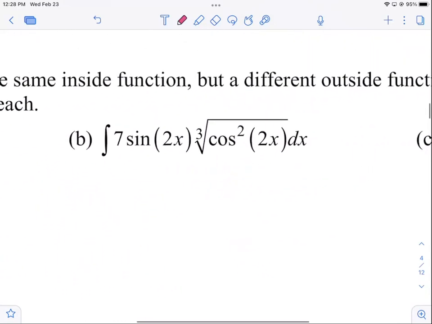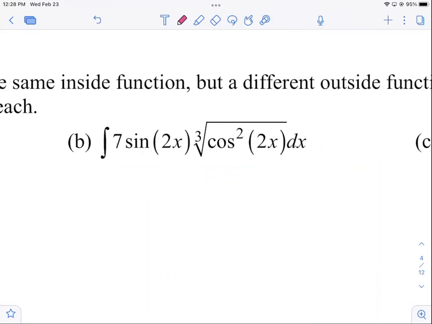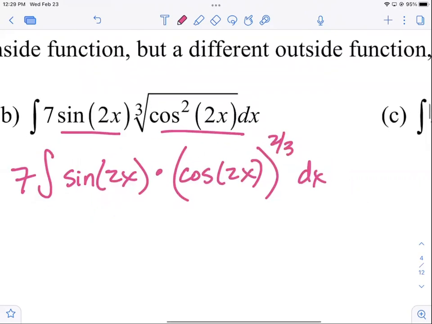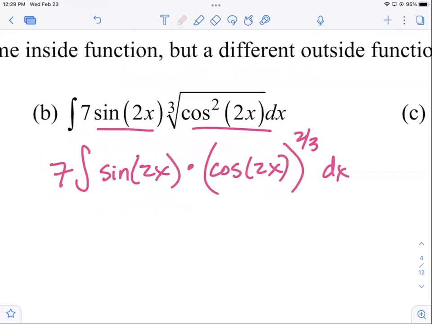Part B. All right. You've got a product of 2 variable functions again. Sine of 2x, cosine squared of 2x. Step 1, constant multiples out front. Rewrite anything that needs rewriting. So we've got a 7 integral sine of 2x times, and here I'm going to write this as cosine of 2x, but now it's all to the what power? 2/3. Good. Dx.